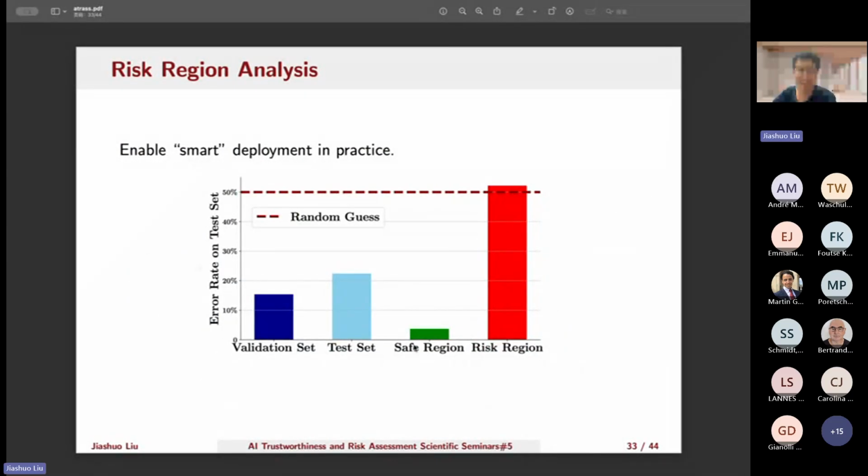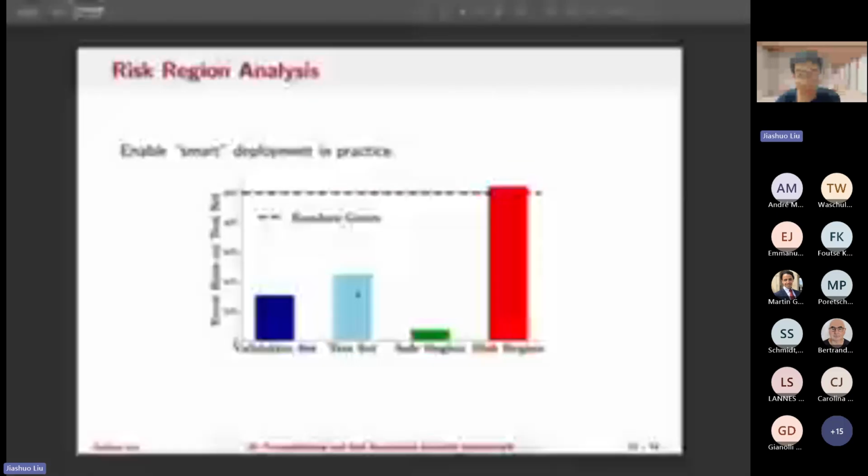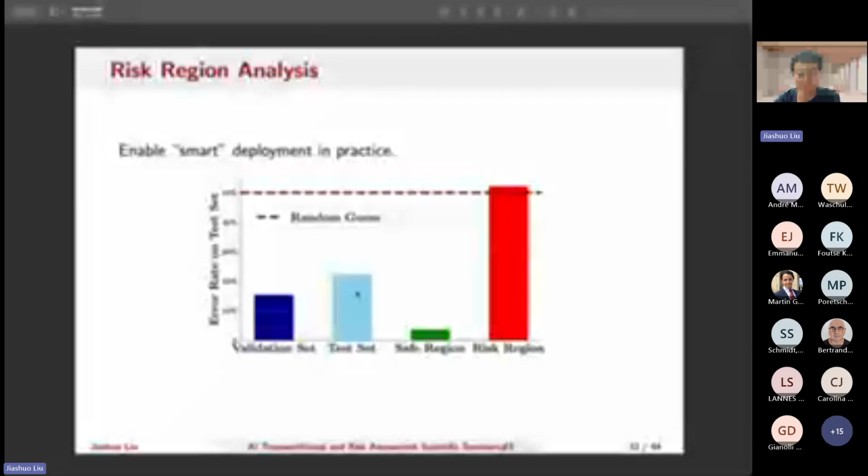We also find that this kind of risk region analysis enables smart deployment in practice. For example, for a single model, the error rate on the validation set is about 15%, and the error rate on the test set is about 20%. However, for the safe region we identified, the error rate is below 5%, which means that you can almost trust your model on data from the safe region. It is easy to judge whether the data is from the safe region because we have decision rules for it. For the risk region, the error rate is even above 50%, which is even worse than random guessing. It means that please do not use our model on data from the risk region.